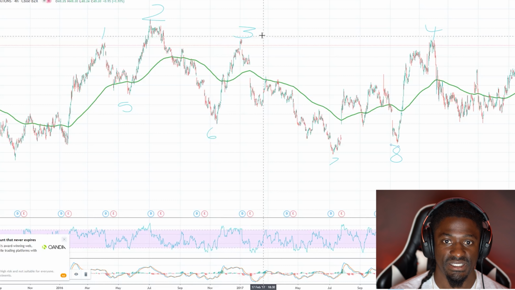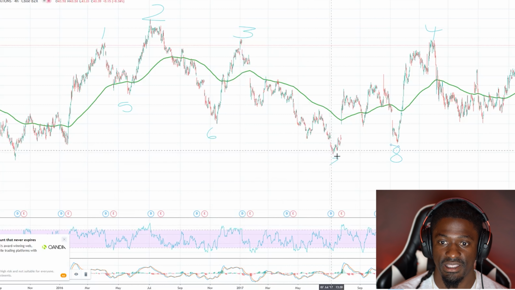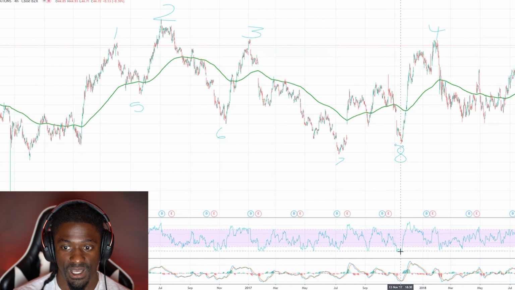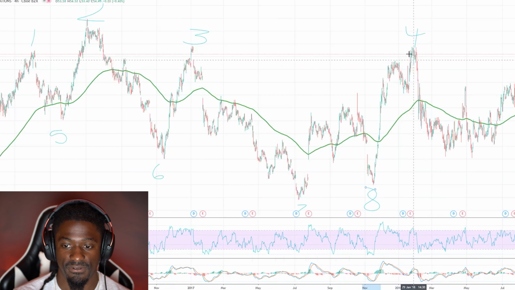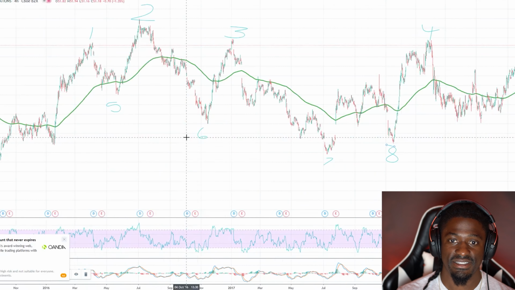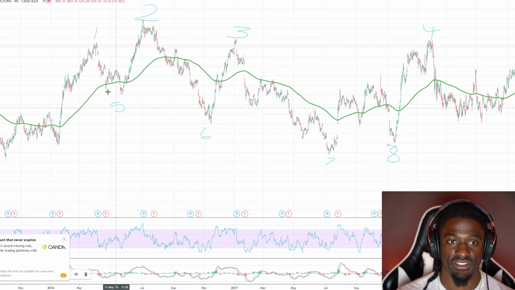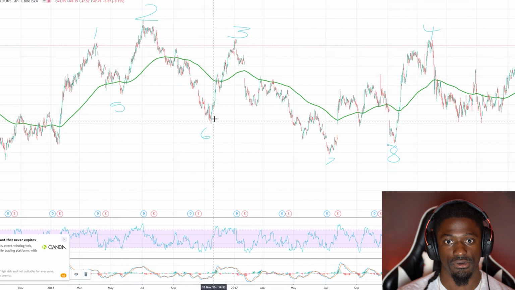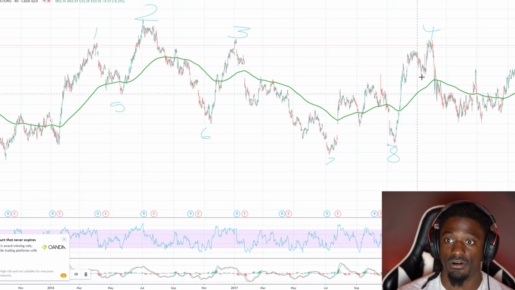All right, let's take a look at the top of number 3. Top of number 3, overbought. Look at the bottom of number 7. Number 7, oversold. Let's look at the bottom of number 8. Number 8, way oversold. Let's look at the top of number 4. Number 4, overbought. So you guys see the pattern here, guys. This is a very, very simple way to read the charts. Overbought, oversold, overbought, oversold, overbought, oversold, oversold, overbought.